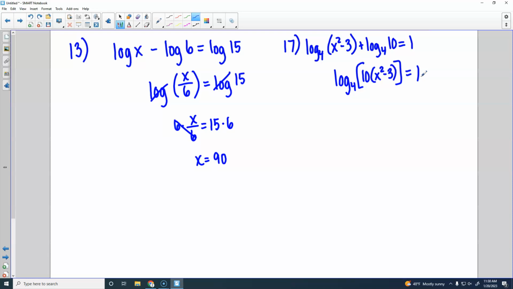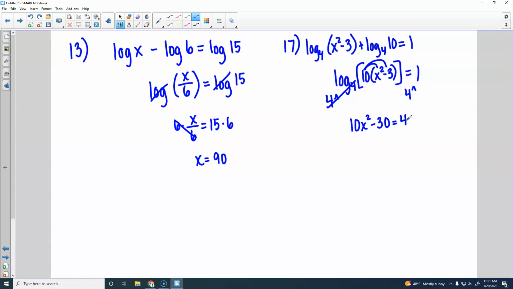So now I have combined everything to a single log on the left-hand side. But do I have a log to drop on the right-hand side? I do not. So I cannot drop the logs like I did on number 13. Instead, I've got to get rid of that log base 4. How am I going to get rid of that? 4 to the power. So 4 to the power on both sides here. That will cancel out my log. And so I'll have 10. Is that all right with you guys if I go ahead and distribute that? Yeah. 10x squared minus 30 is going to equal 4 to the first power, which is just 4.